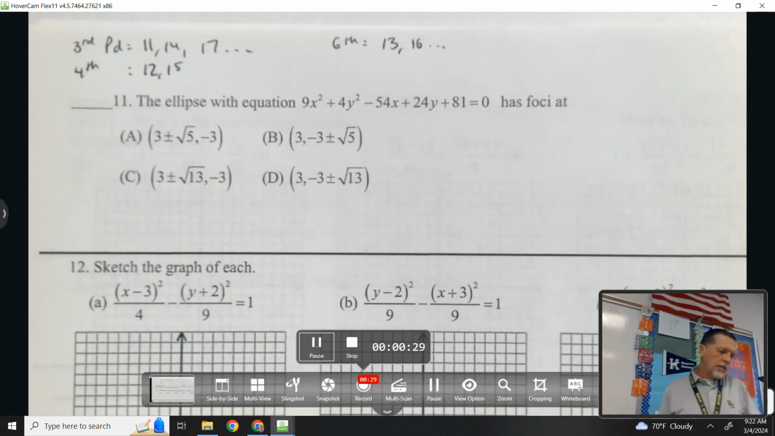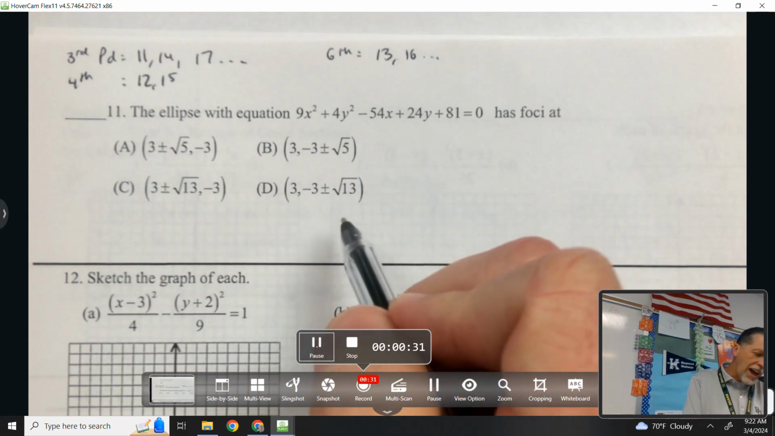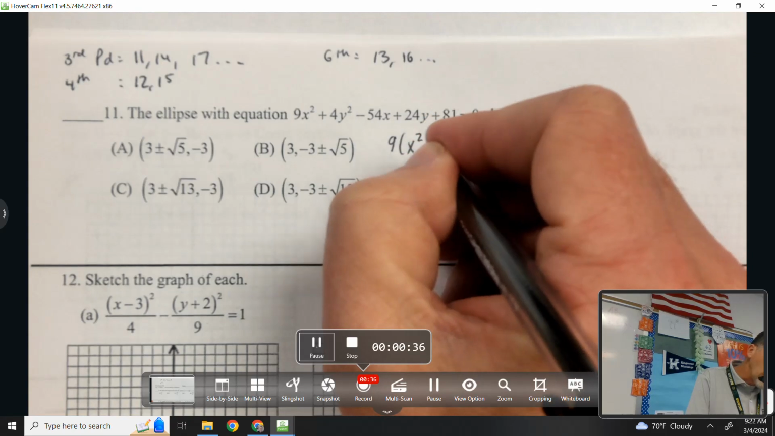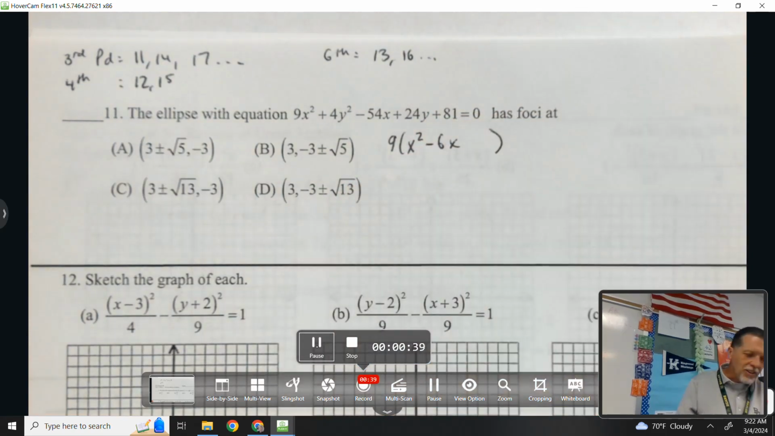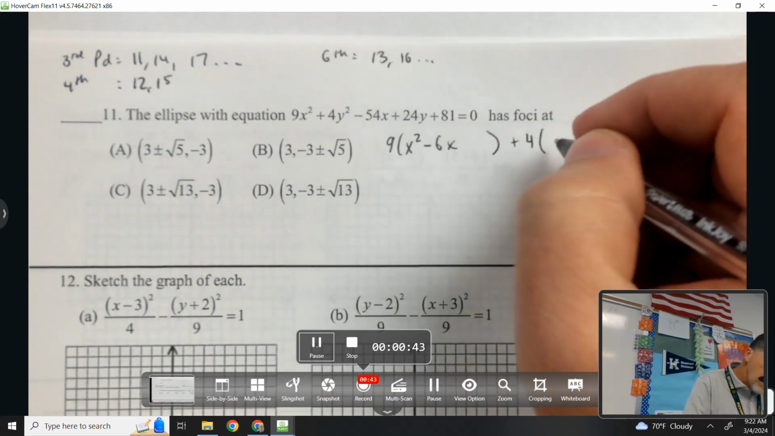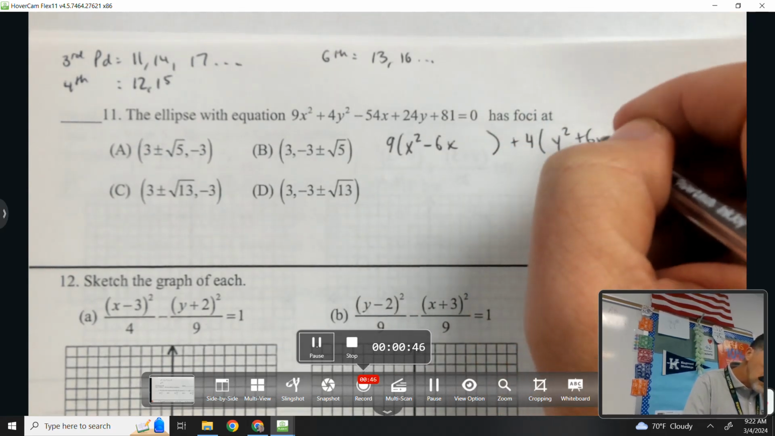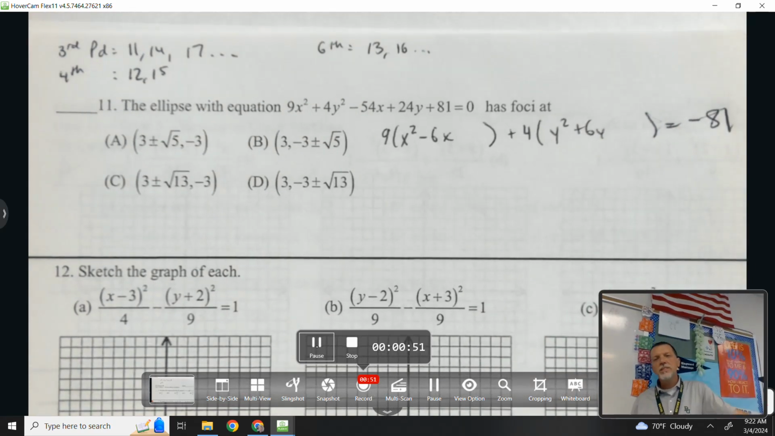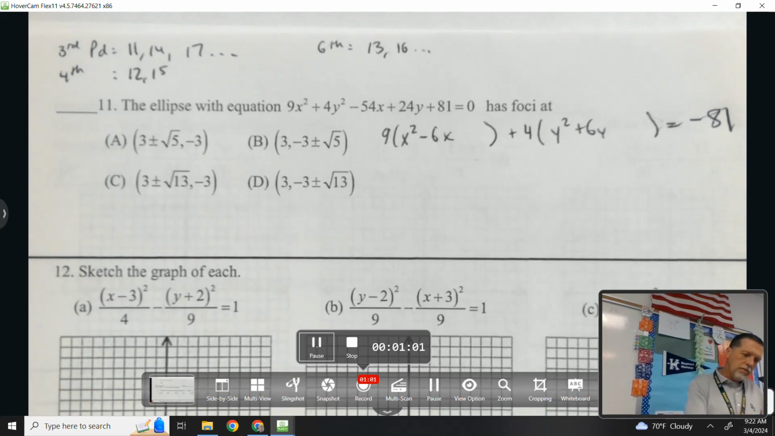Number 11. The ellipse with this equation has foci at, okay, well, that's kind of ugly. They're going to force us into completing the square and factoring, and there's a lot going on in this one. Factor out the 4. Move the 81 over. I did a couple things at once there. Group the x stuff, factor out the 9. Group the y stuff, factor out the 4. Move the 81 over. I feel like we've done this enough times I can skip a few steps here and there.